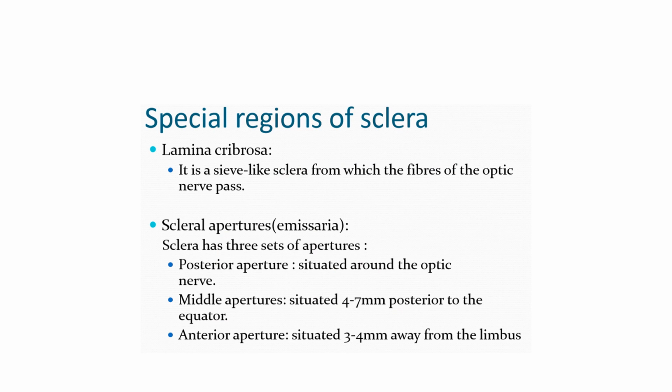Lamina cribrosa. It is a sieve-like sclera through which the fibers of the optic nerve pass. Now this lamina cribrosa becomes very prominent when there is damage to the optic nerve, as seen in glaucoma cases. Scleral apertures. Sclera has three sets of apertures. Posterior aperture, situated around the optic nerve. Middle aperture, situated 4 to 7 mm posterior to the equator. And anterior aperture, which is situated 3 to 4 mm away from the limbus.